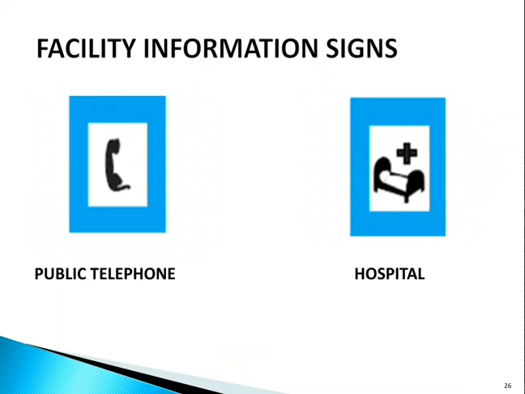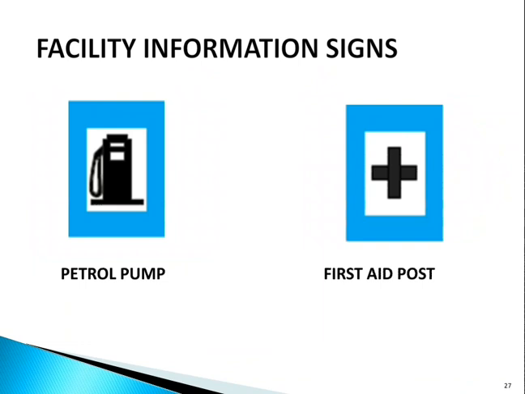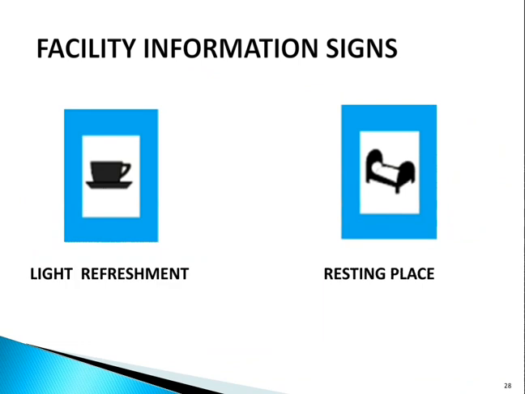Now let us see some facility information signs. Here you can see the signs of public telephone and hospital. Next is petrol pump and first aid post. Next is light refreshment and resting place.